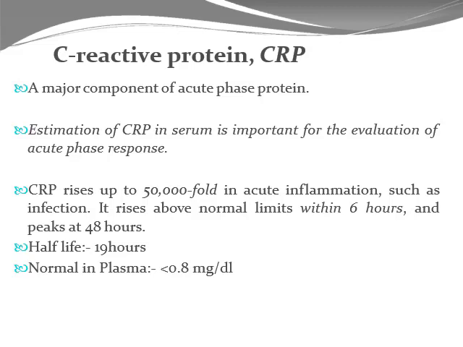So first one is the C-reactive protein. This is a major component of the acute phase protein. So sometimes in order to evaluate any acute phase response, we usually measure the amount of CRP. As we have seen, CRP will increase in a very high amount in cases of acute inflammation, and will ultimately reach the peak around 48 hours. The normal level of CRP or C-reactive protein is less than 0.8 milligram per deciliter.